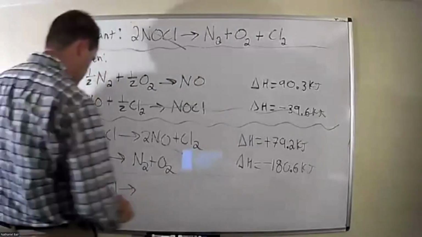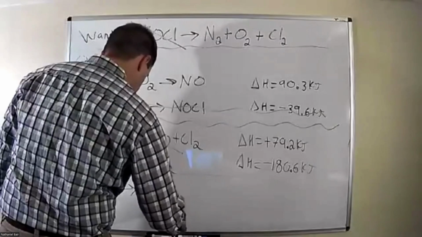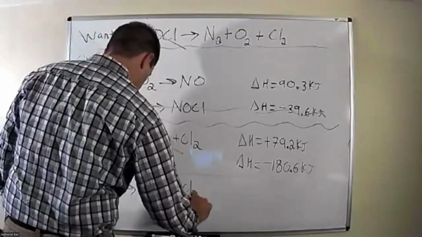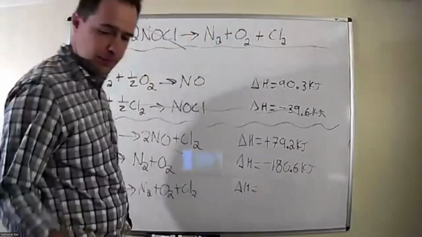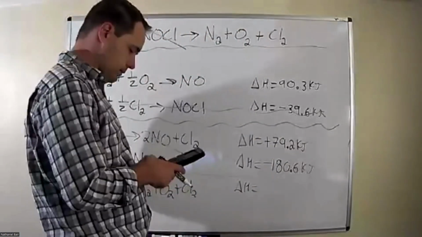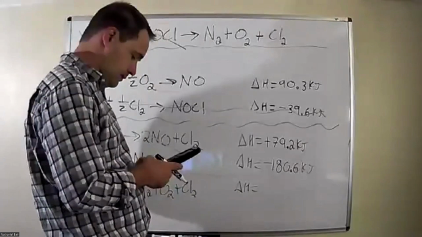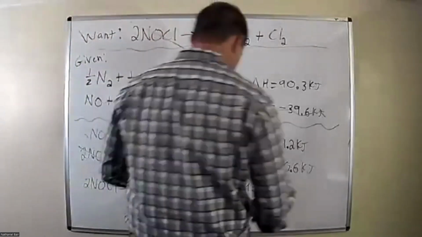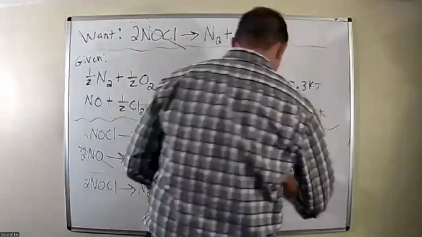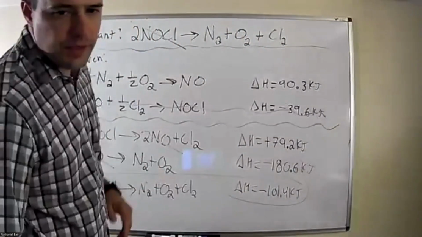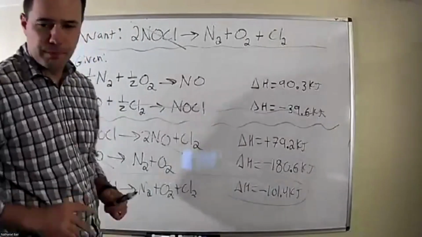2NOCl goes to N2 plus O2 plus Cl2. Now we can add up that enthalpy, and we get negative 101.4 kilojoules. That reaction, again, is exothermic, released 101.4 kilojoules of energy.